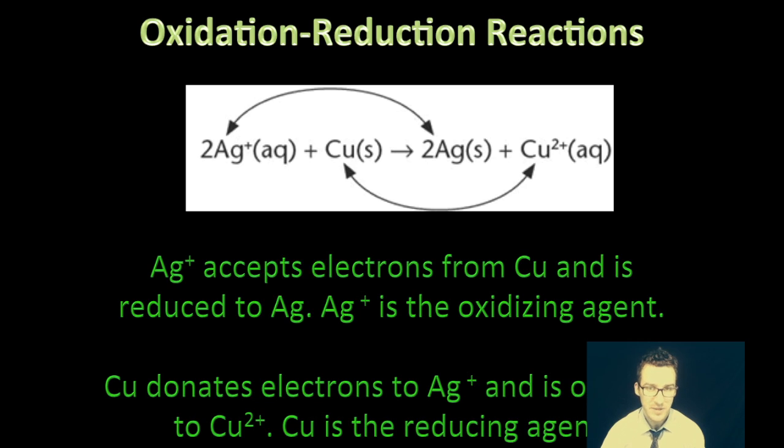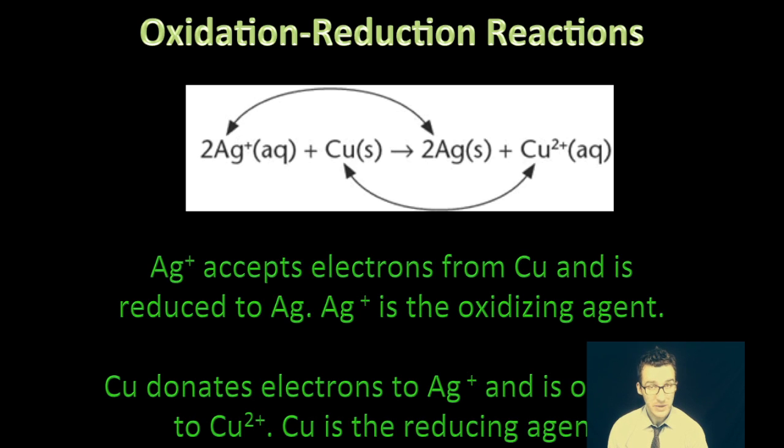ion accepts electrons from copper, and therefore we would say it is reduced because it's gaining electrons. But it itself is the oxidizing agent because it causes something else, in this case copper, to be oxidized. So copper donates an electron to the silver ion and is oxidized. So copper itself is oxidized, loses an electron, but copper is considered the reducing agent because it causes the silver ion to be reduced. So just some things to sort of wrap your mind around.